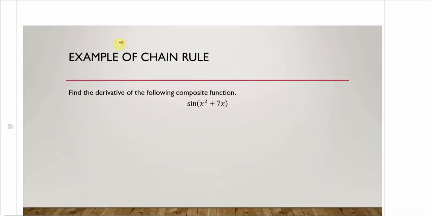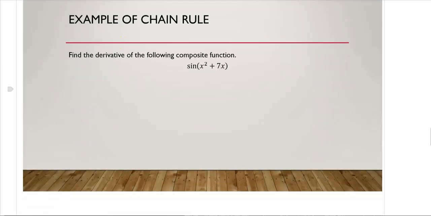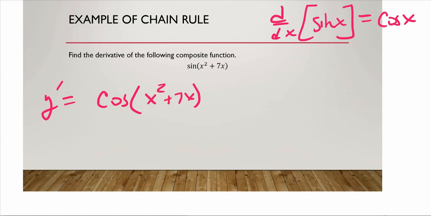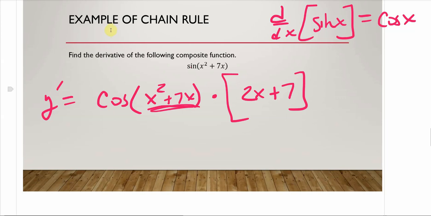Okay, let's try another one. So on this one, I told you to memorize the derivative of sine. The derivative of sine of x is going to be cosine of x. All right? So the derivative of sine of a function is going to be cosine of g of x, which is x squared plus 7x. And then you're going to multiply it times the derivative of your g function, which is 2x plus 7. And that is the derivative of a chain within a chain.